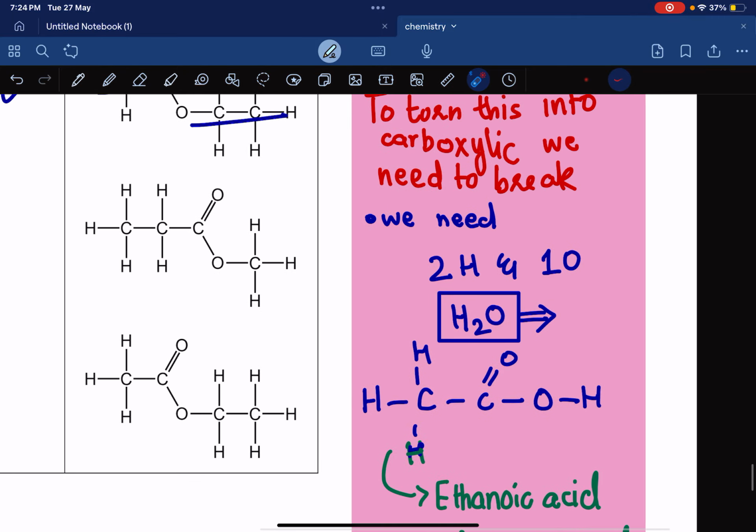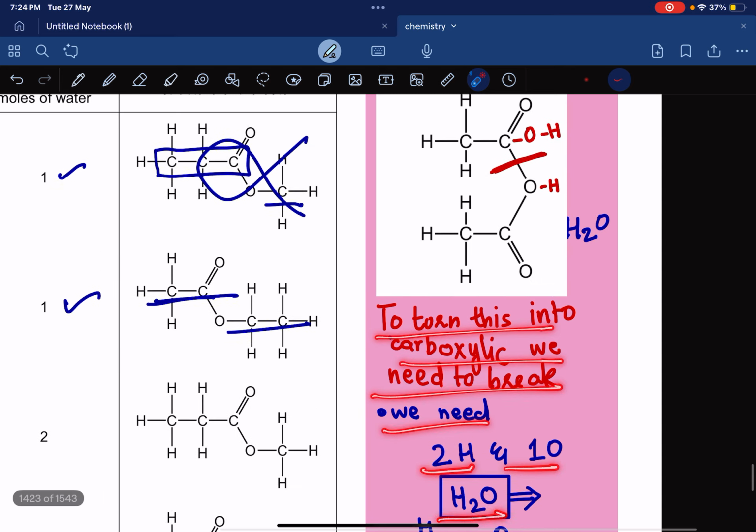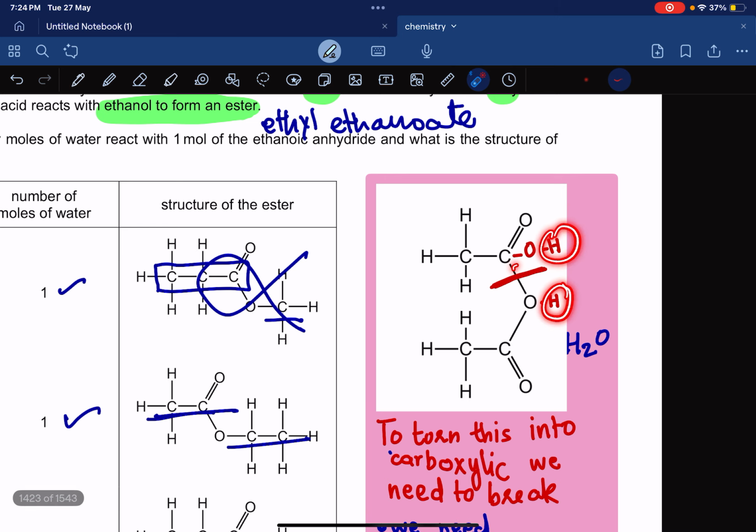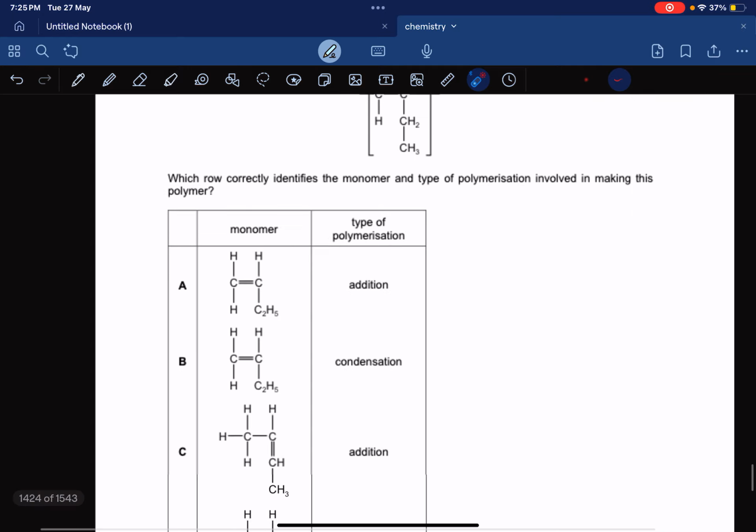So simple. The key concept over here was that to turn this into carboxylic acid, we need to break it, and we need 2 H and 1 O, that makes it H2O, to get 2 H, this H and this H, and this O, to make 2 moles of acids. And ethanoic acid was formed. Ethanoic acid plus ethanol will form ethyl ethanoate, and we just had to figure out the correct formula. I guess we're done with this question.